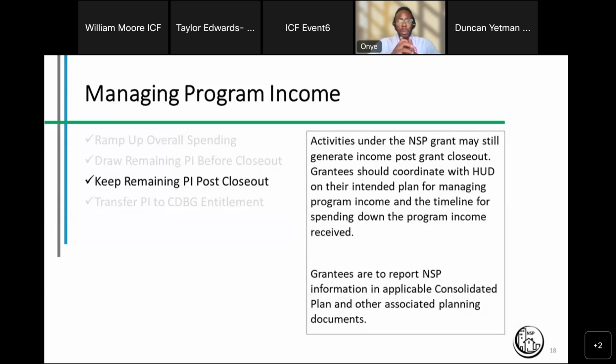If you keep the program income at closeout, just remember that the amounts subject to the LH25 requirement must be spent within 3 years of the date of the closeout agreement. And then also remember, if NSP program income generated does not exceed that $25,000 per year, the funds can be used for general administration. And again, the 2014 closeout guide has more details on this.